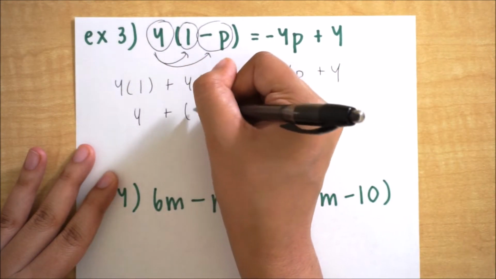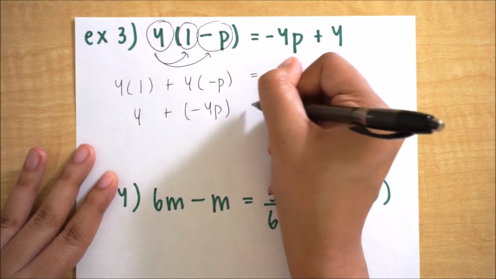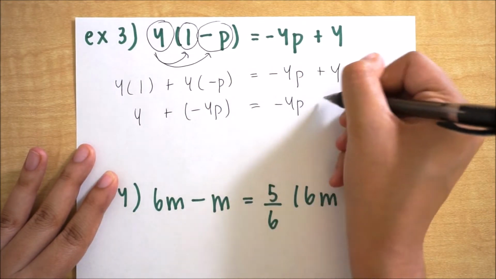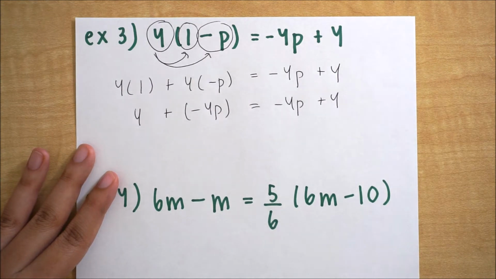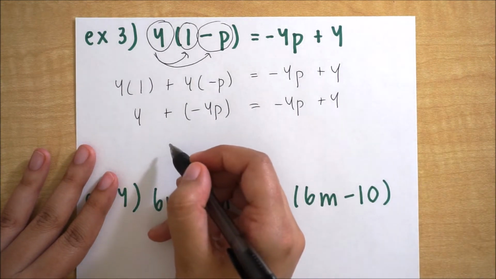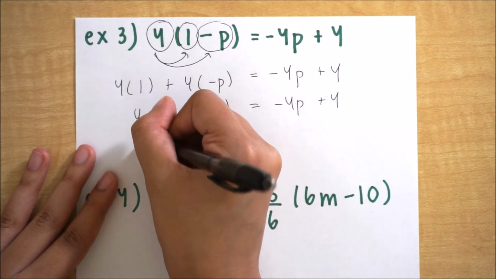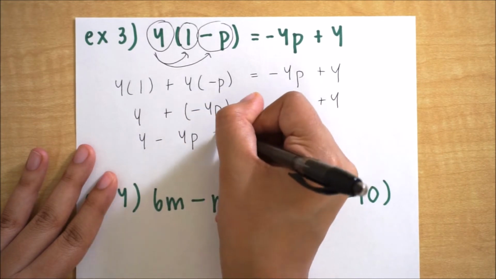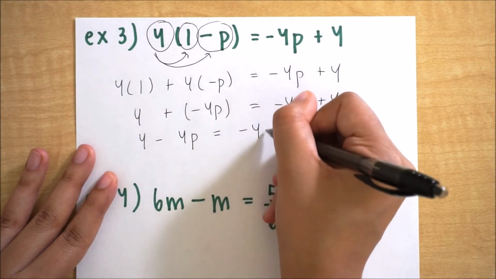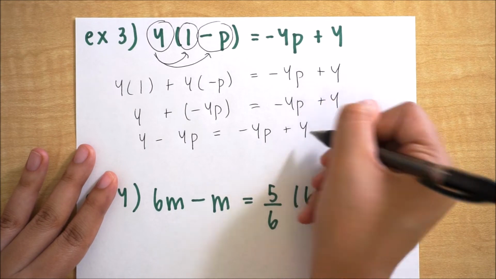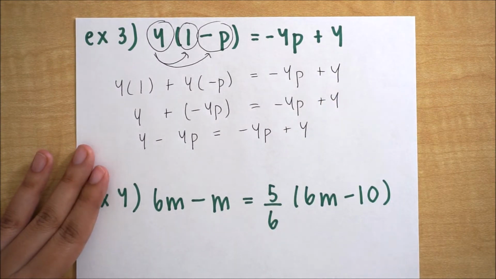So we have 4 plus -4p. Worry about the signs later. -4p on the right plus 4, just copying that down. Then we end up having -4p plus 4 is equal to -4p plus 4. So we basically have the same equation, same thing on both sides.